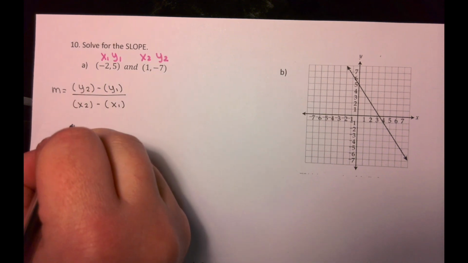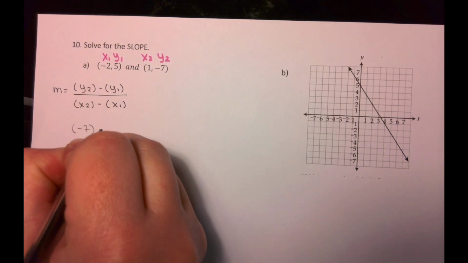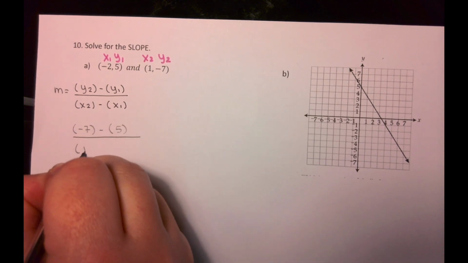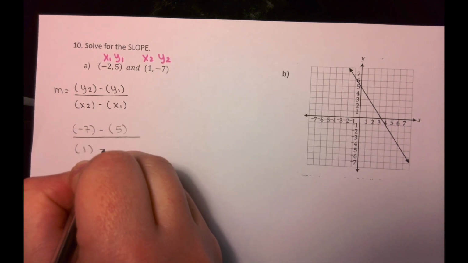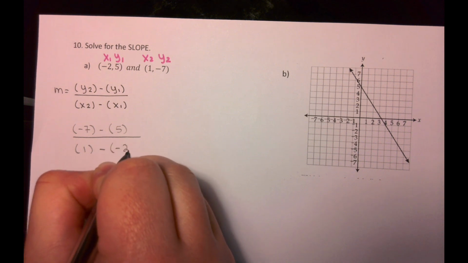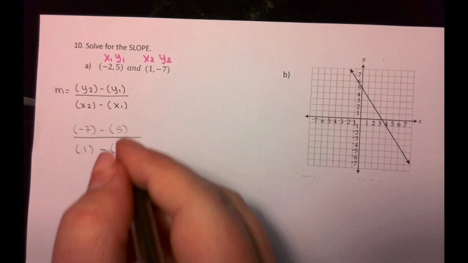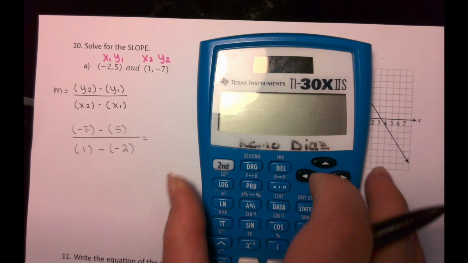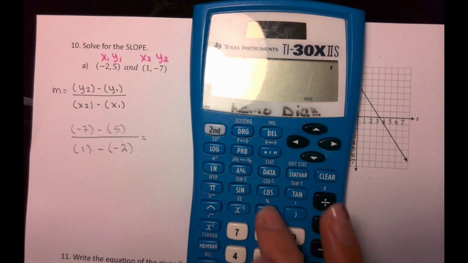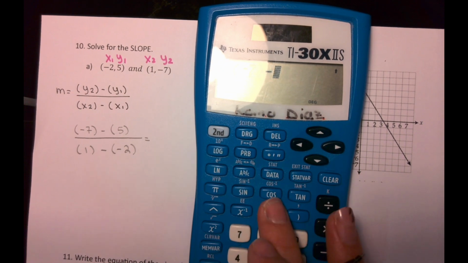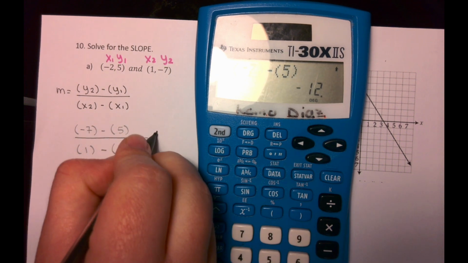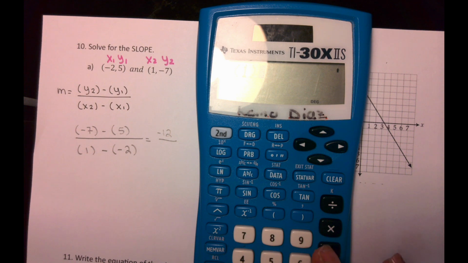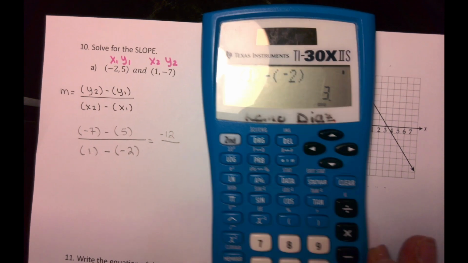So y2 is -7, y1 is 5, x2 is 1, and x1 is -2. Again, you have a choice here. You can type this into the calculator all at once. You can separate it out. You can also use your brain. I'm going to choose to use the calculator. So I get -12 on top, and I get 1 minus a -2, which is 3.